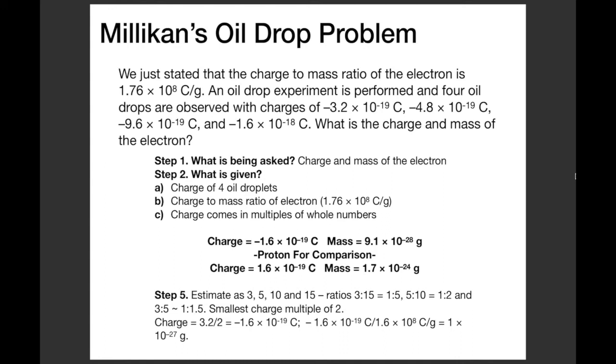We can approximate the charge to mass ratio of the electron as 1.6 times 10 to the 8 coulombs per gram, which makes for a nice easy cancellation of units. What we therefore arrive at is 1 times 10 to the minus 27 grams for the mass of the electron, which is very close to 9.1 times 10 to the minus 28 grams.